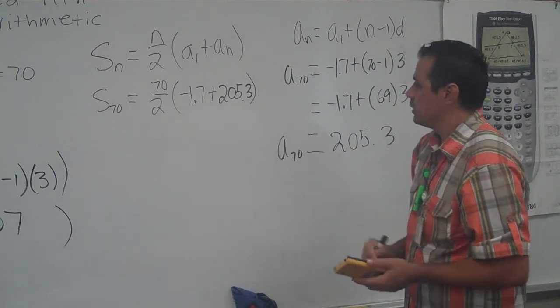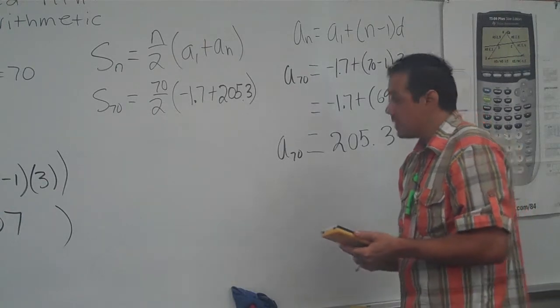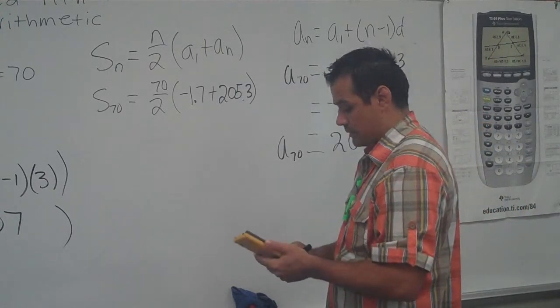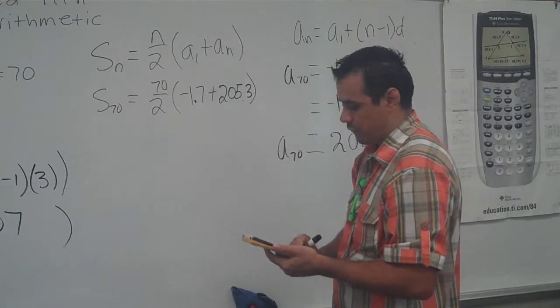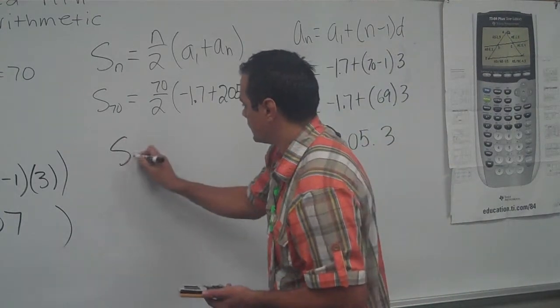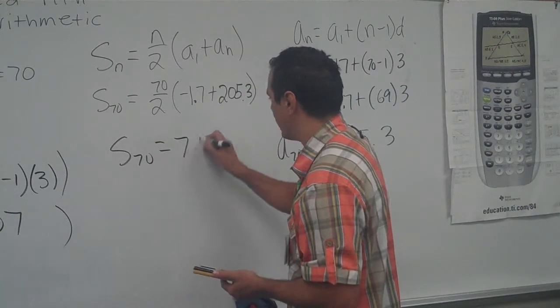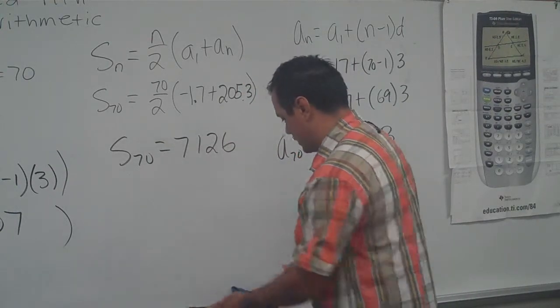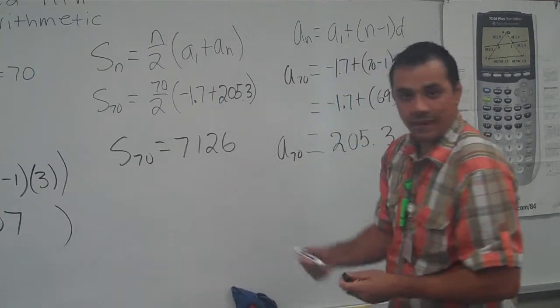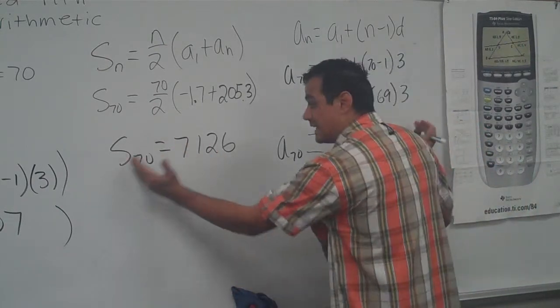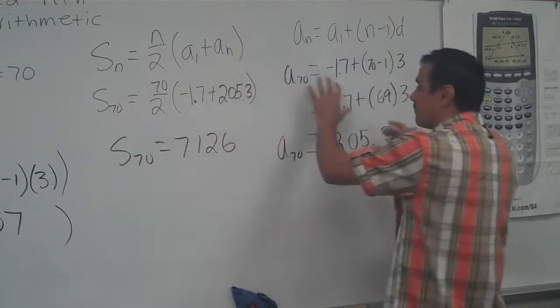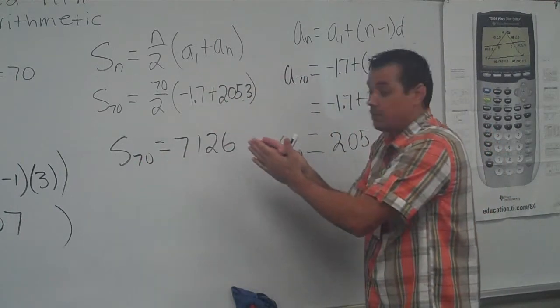So let's go ahead and do it. 205.3 plus a negative 1.7 times 70 over 2, which we said was 35. And look what it gives you. The sum of the first 70 terms is 7,126. Of course, it gives you the same answer because it's the same problem. But all we're doing here is using two different methods combined so that you can complete the problem.